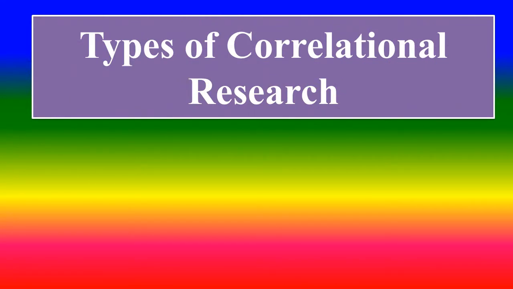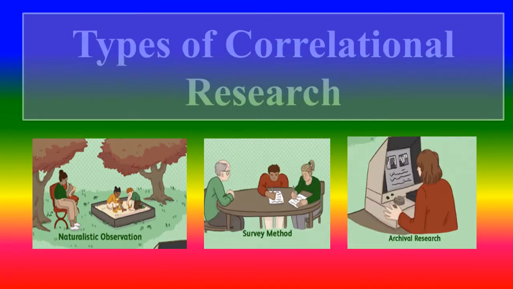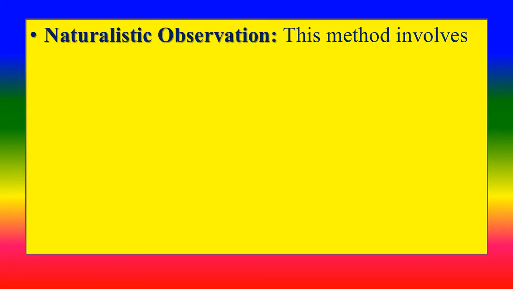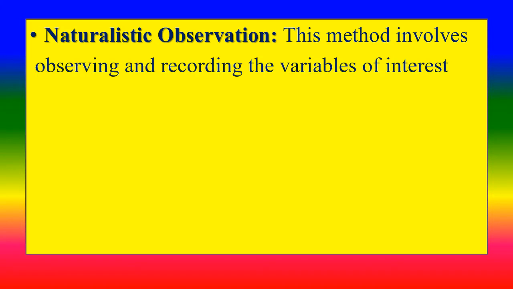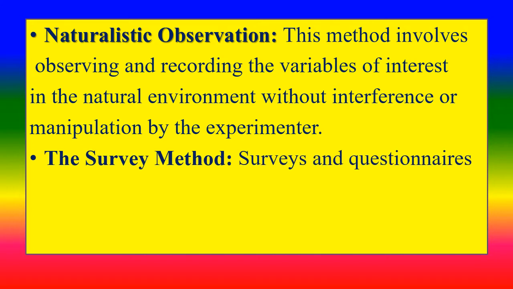Types of correlation research. Naturalistic observation research, survey method, and archival research. Explanation. Naturalistic observation. This method involves observing and recording the variables of interest in the natural environment without interference or manipulation by the experimenter. The survey method.